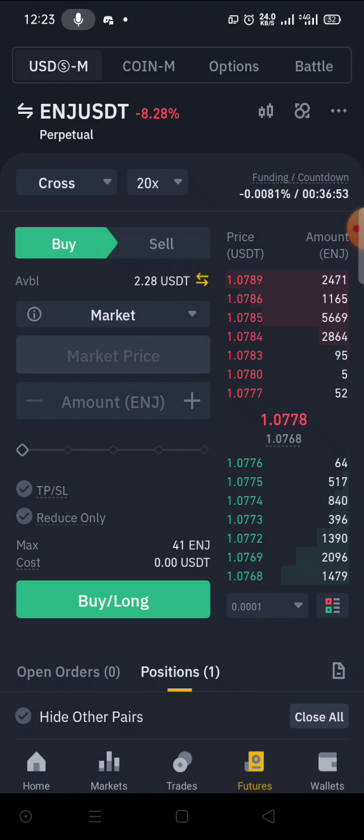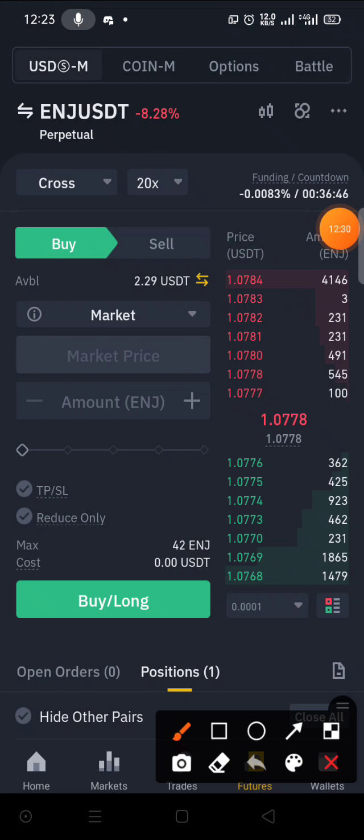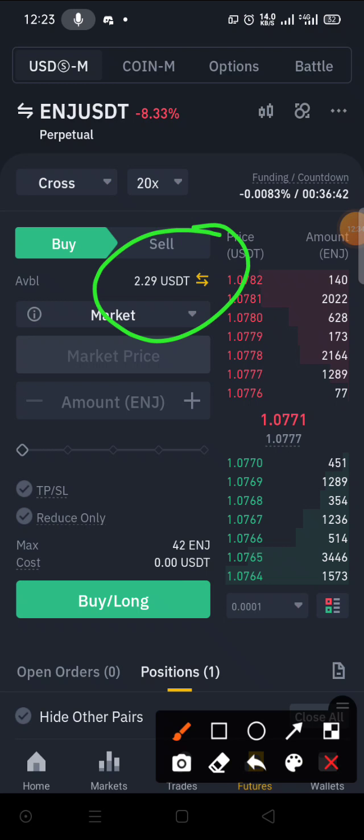Why? Because I'm under cross. So when you're trading under cross and you're making profit, all the transactions, all the profits and losses, reflect here. As you can see, this is 2.29 cents. It will go up to 2.30 cents, or it will drop.